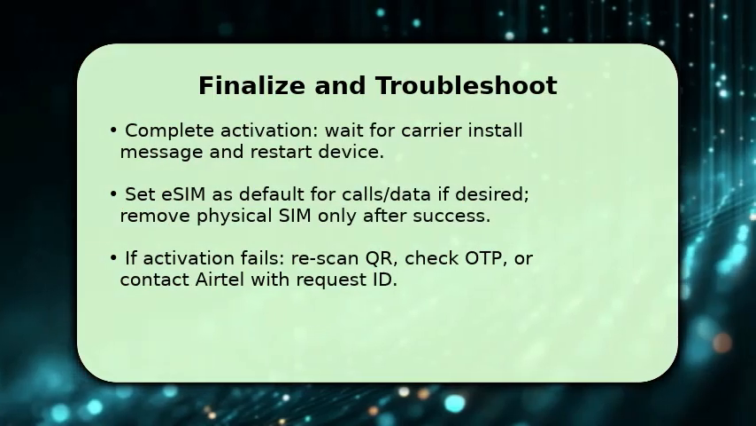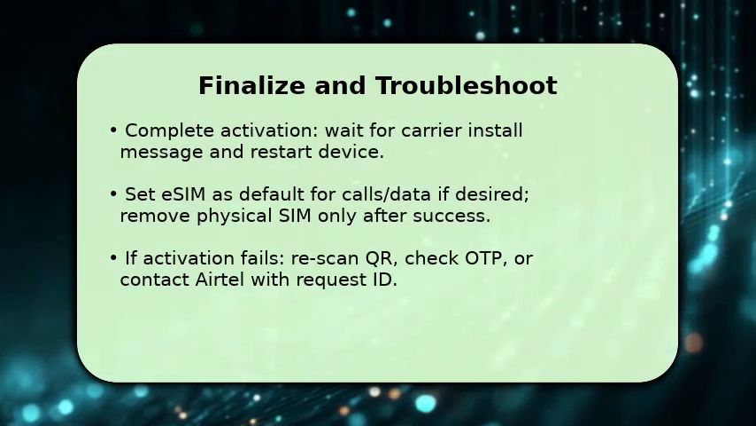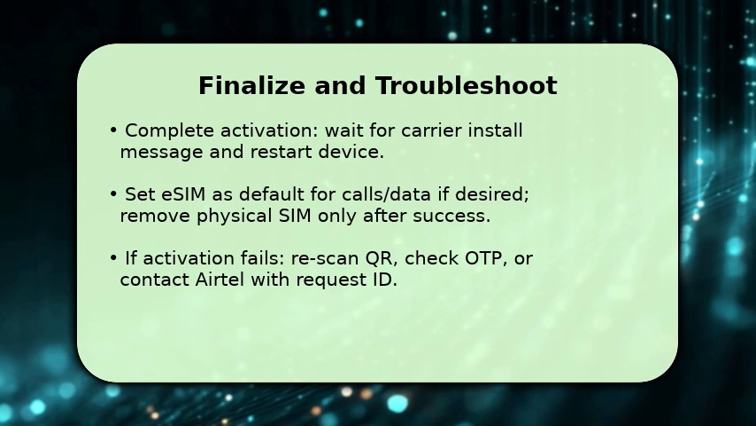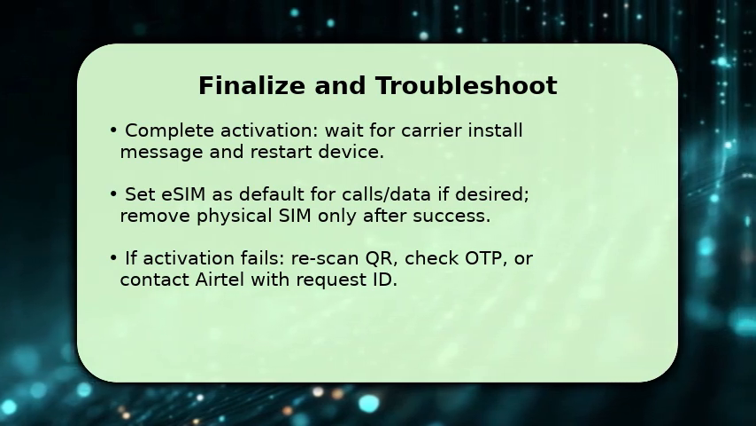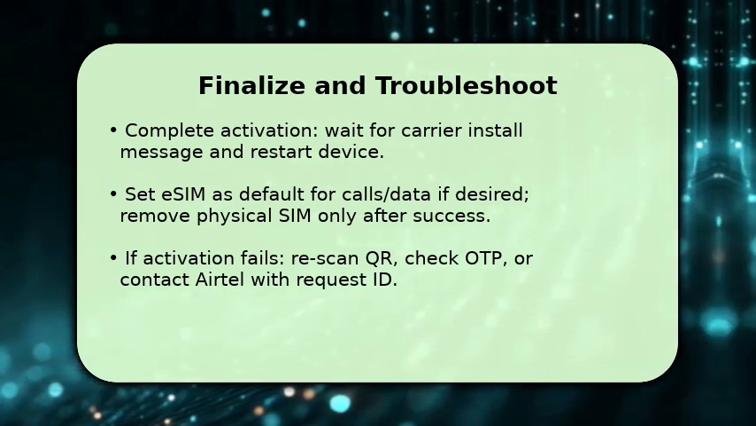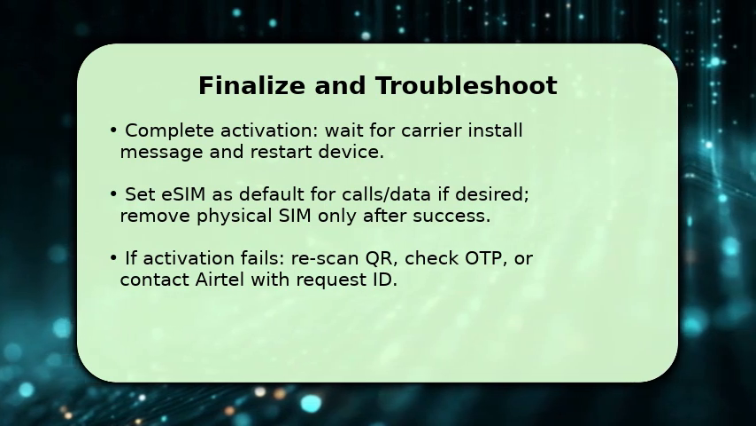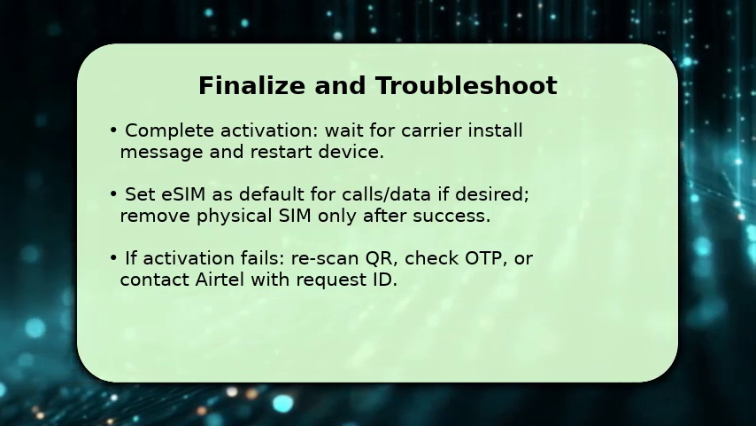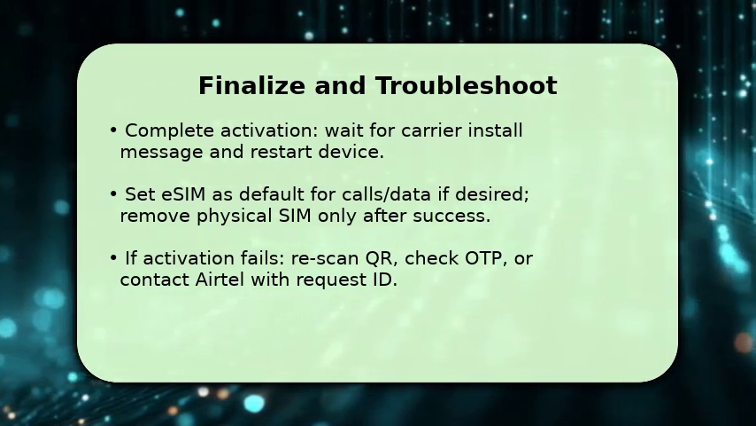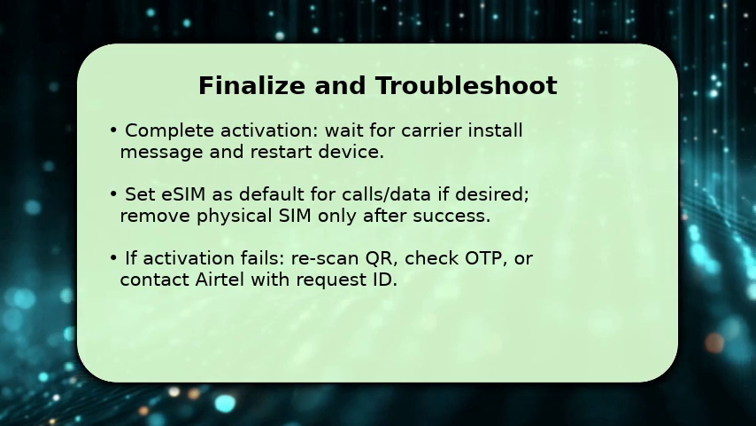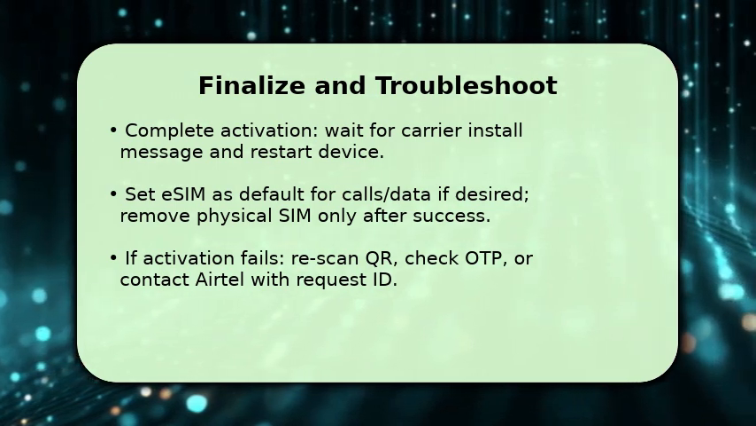You're at the finish line. After scanning, allow the profile to install and watch for the carrier confirmation message. Once installed, restart your phone, then set the eSIM as default for data or calls in settings if you want it primary. Only remove the physical SIM after you confirm network bars on the eSIM.